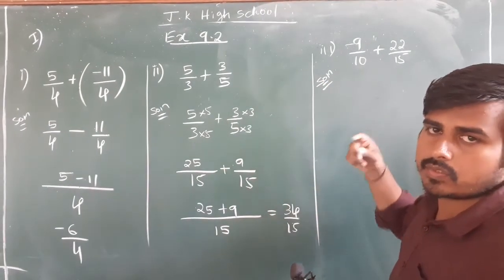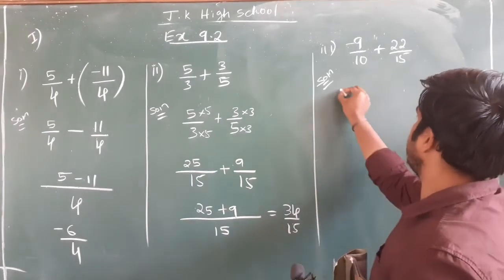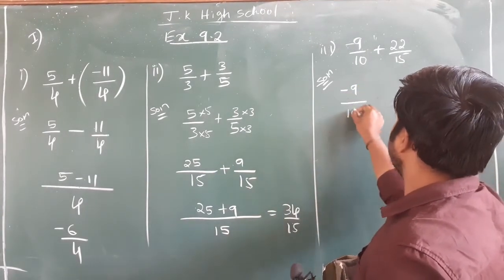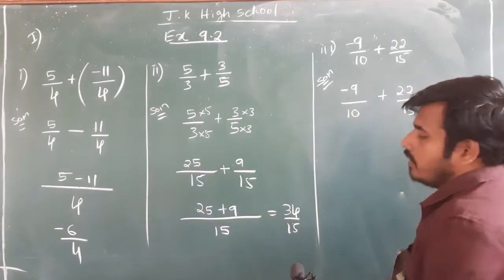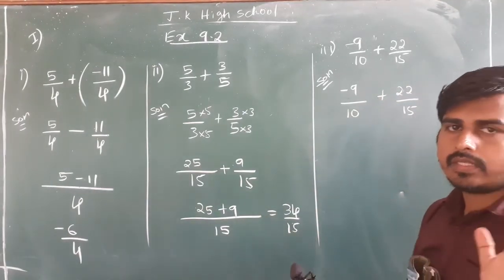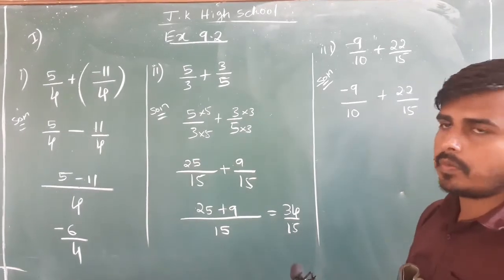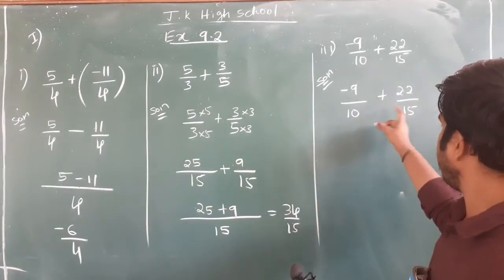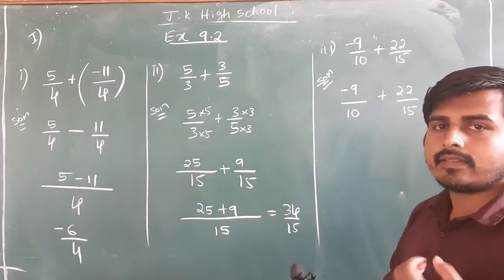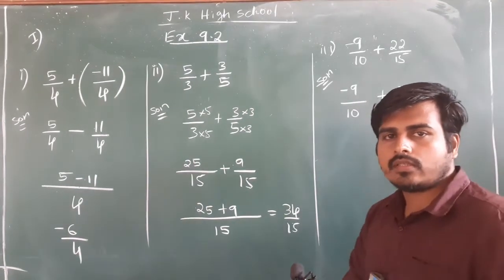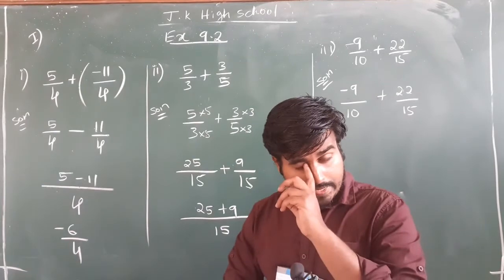Here the denominators are different. First note down, minus 9 by 10 plus 22 by 15. No bracket is present, so it's a quite easy problem. But between the 10 and 15 tables, which is a common number? 10 3s are 30, 15 2s are 30. So 30 is a common number, right?